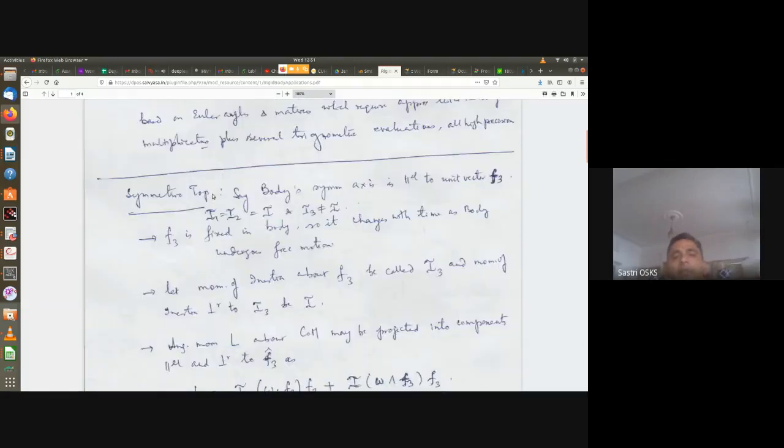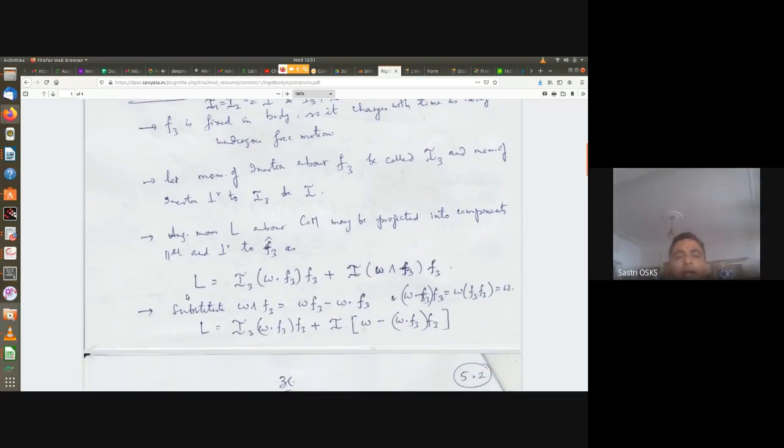Because we know a symmetric top has this, we took the angular momentum about the center of mass and projected it into two components: one parallel to F3 and another perpendicular to F3. That's what gave you the total angular momentum. So angular momentum here becomes a bivector again. That's the basic idea.